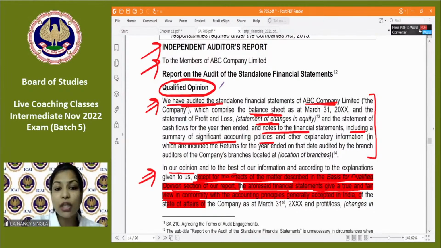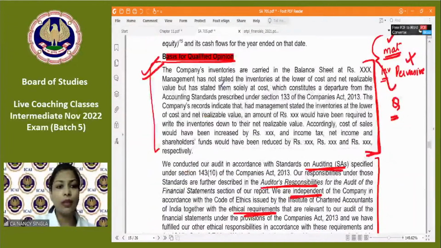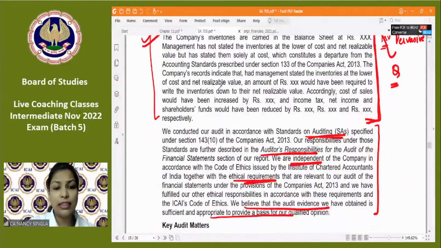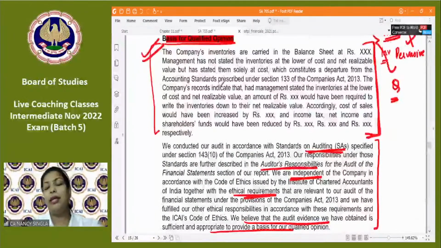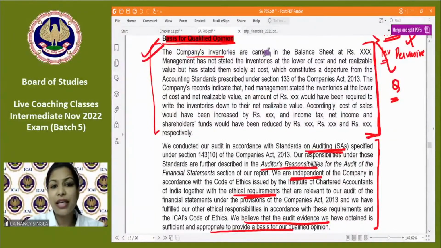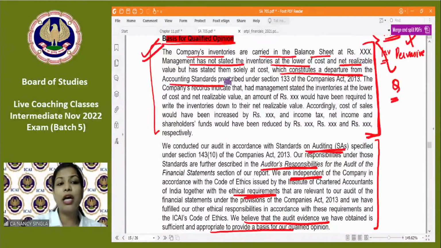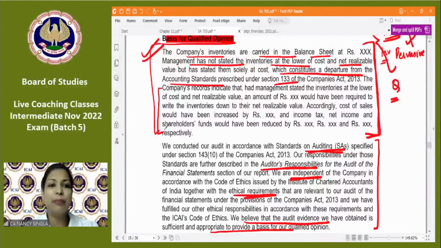तो यहाँ पर देखो ना auditor ने mention किया है, because NRV और cost whichever is lower पे नहीं किया, so that means accounting standards को follow नहीं किया. This is material, है ना? So see, the company's inventory carried in the balance sheet has not been stated at lower of cost or net realizable value, which constitutes a departure from accounting standards prescribed under section 133. अगर company ने ठीक किया होता तो ऐसा होता, अभी ऐसा है. So the auditor has mentioned all that.